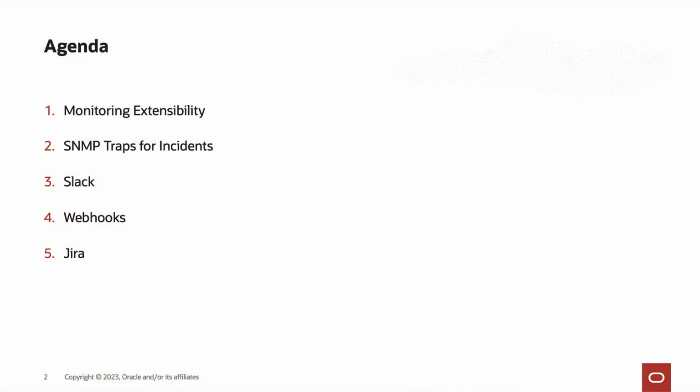Here is the agenda for today. I will first give an overview of integrating Enterprise Manager, also known as EM, with third-party systems. Then we will take a look into some of the enhancements of this extensibility. First, we will cover SNMP traps for incidents. After, I will give a demo of integrating Slack with EM. Next, go over using webhooks to send event or incident data to a third-party system. And lastly, we will end with an overview of using the Jira connector to create EM incident-related tickets.